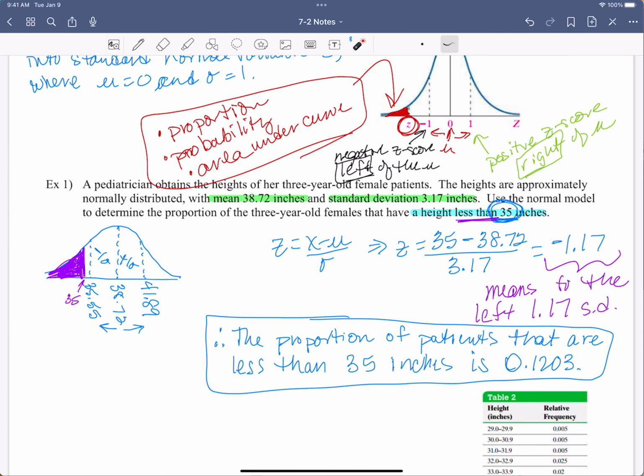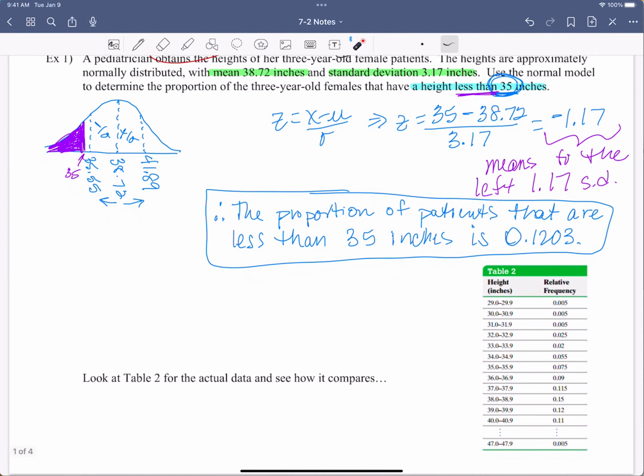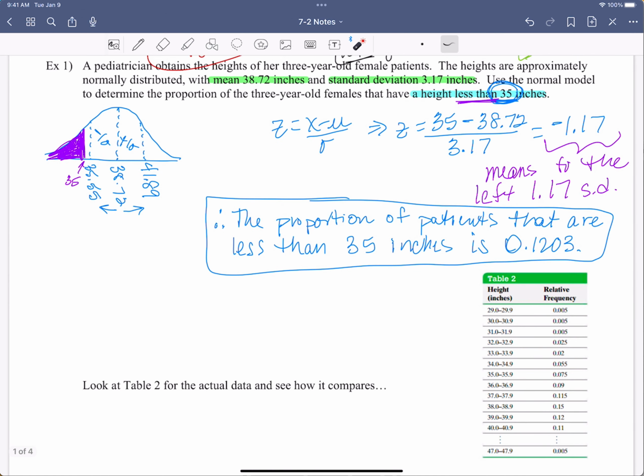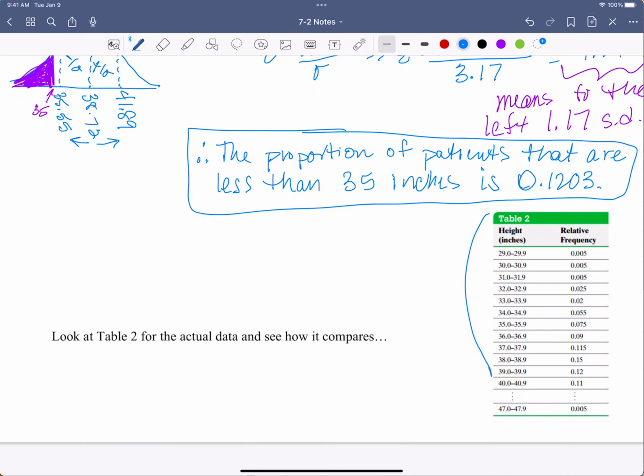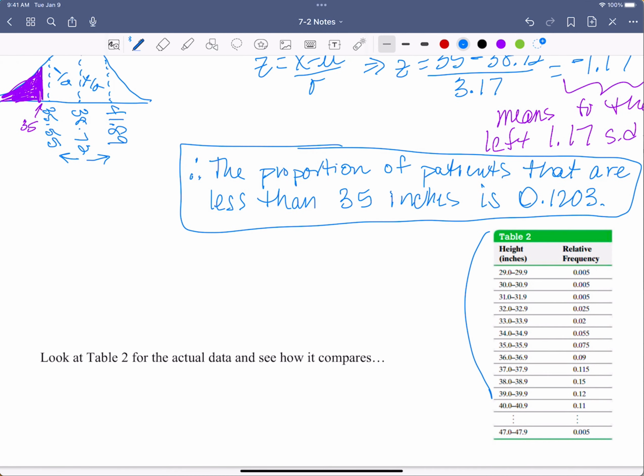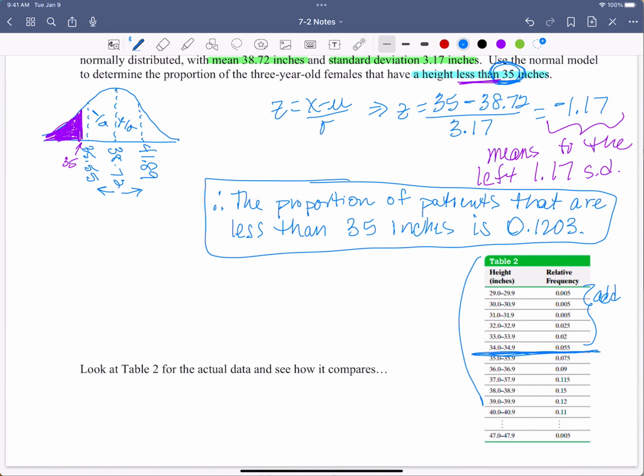That makes a difference. Now, the next part of this, just because we're making all these connections on this first part, says look at table 2 for the actual data, which is right here, and see how it compares. We want less than 35. So if I have 35 right there, and I want less than 35, we're going to add these up.